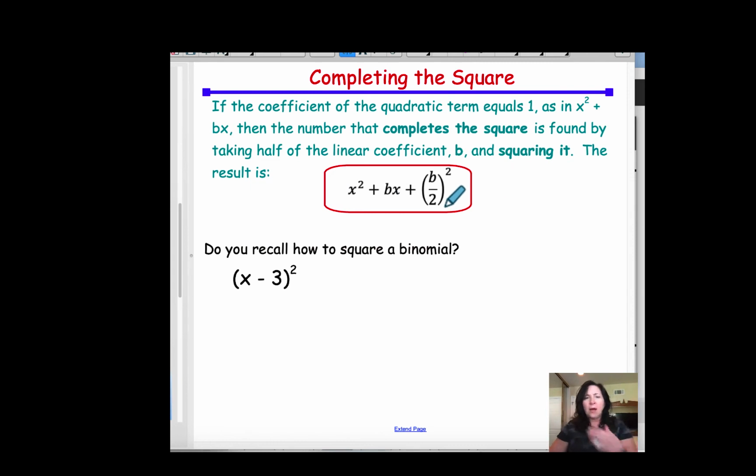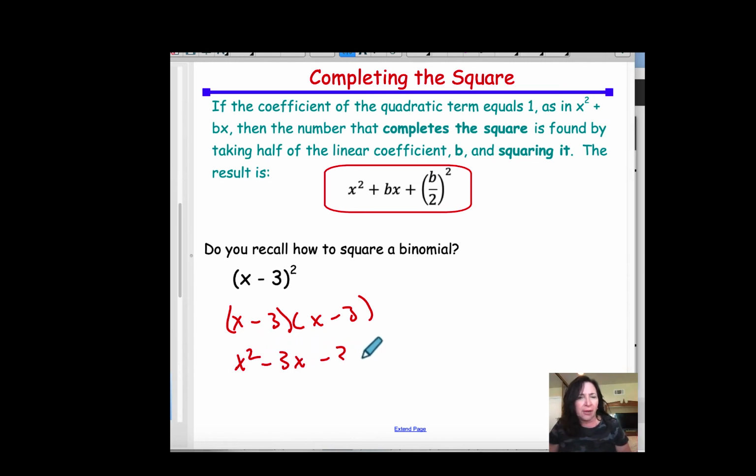So now we're going to try to move towards completing the square. We're trying to complete this square. And just starting off, remember how to square a binomial, right? And the long way, x minus 3 times x minus 3. Use the FOIL method. You've got x squared minus 3x, and then add 9. So basically, you're adding 2 of those, right? x squared minus 6x, and then plus 9.